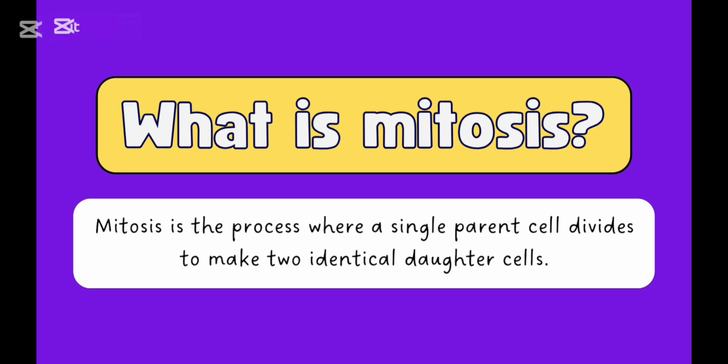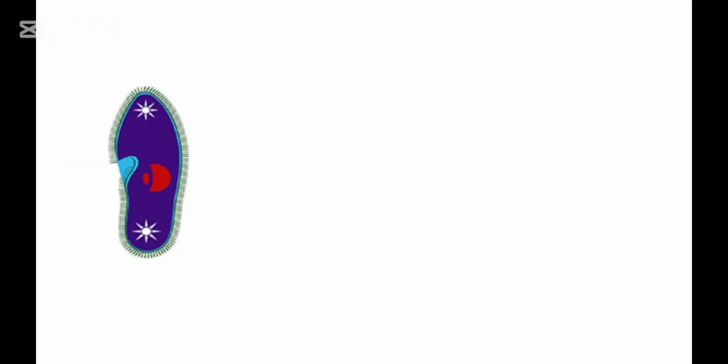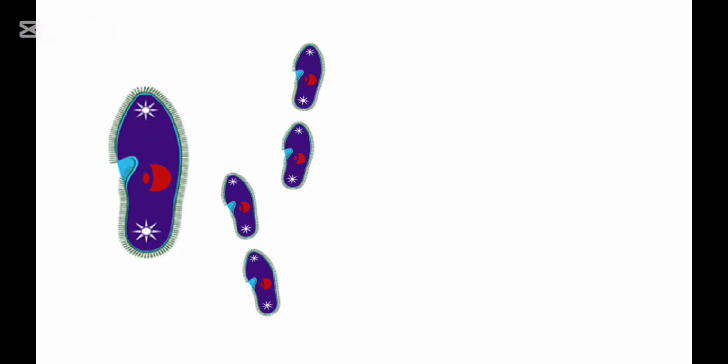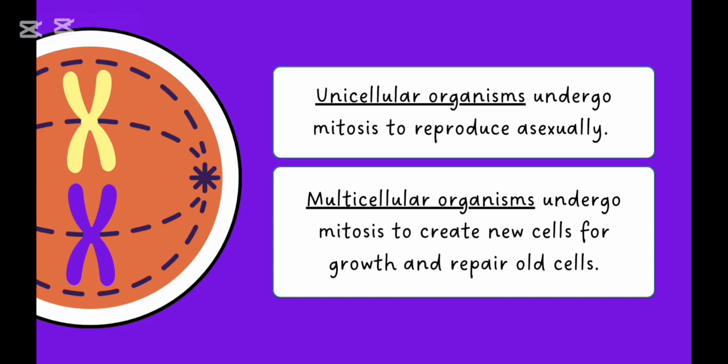mitosis. What is mitosis? Mitosis is a process where a parent cell divides into two identical daughter cells. Unicellular organisms like paramecium will naturally undergo mitosis to reproduce asexually. However, multicellular organisms like man need mitosis to create new cells for growth and to repair the old ones. Let's look at the phases or stages of mitosis.